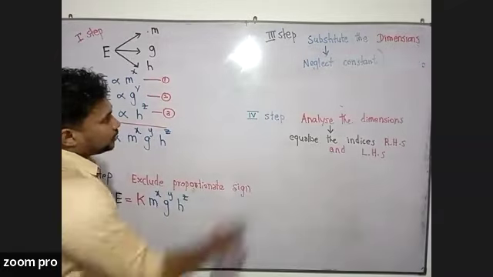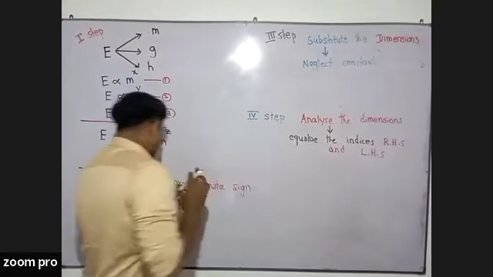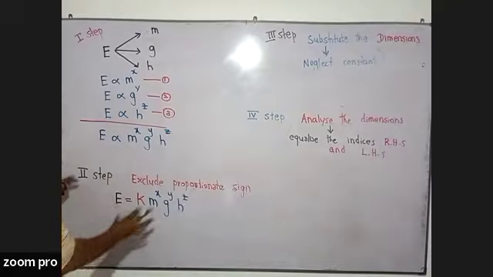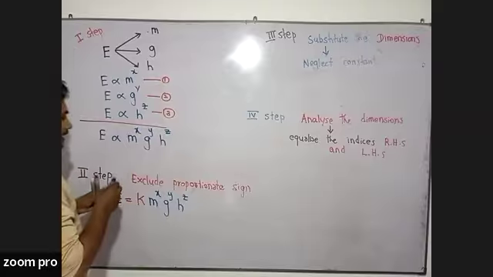Right. So let's go through this third step. That is, now we have to substitute the relevant dimension for these expressions, right? So E means energy, or it is the potential energy. You know that, guys.